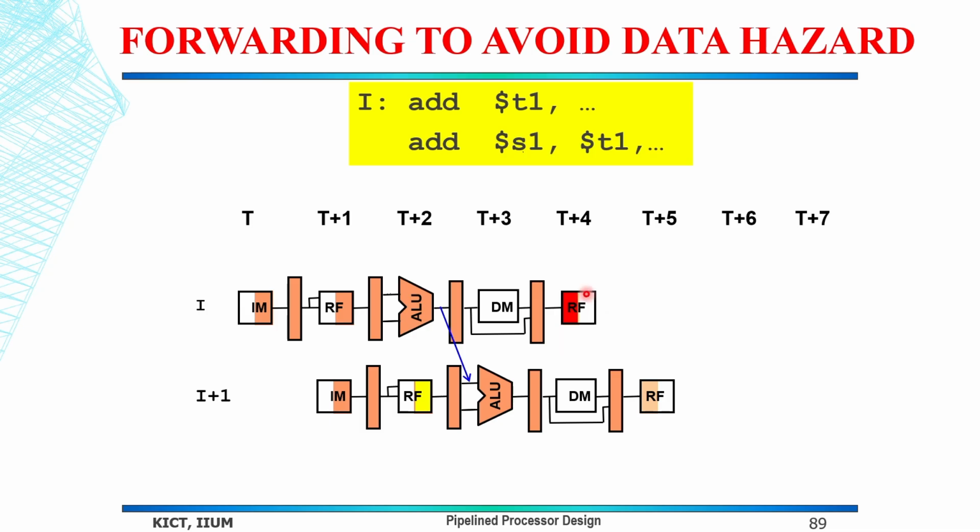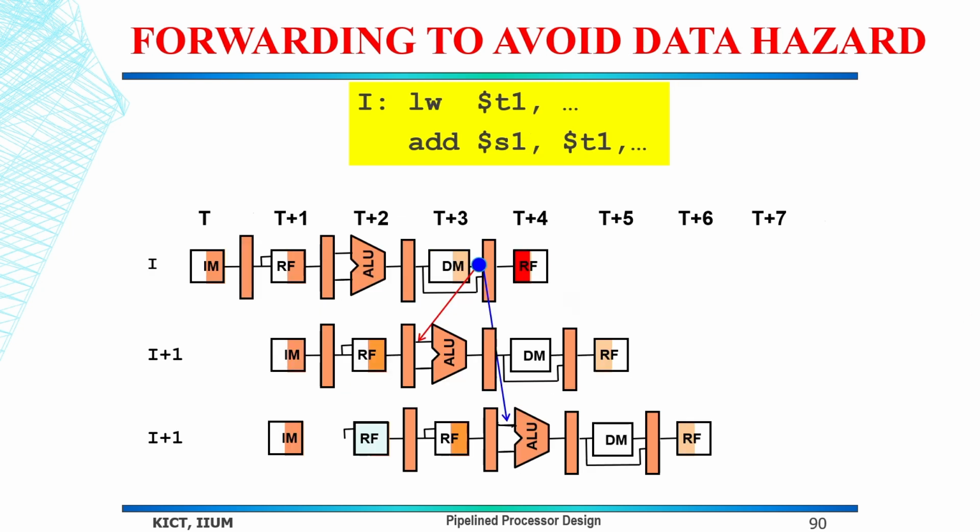However, the operation of the first instruction, adding two registers, is done during the ALU operation, here. So the result is already available at the end of the execution stage, but it is not written into $T1 until the write back stage. So the result that you already obtained from the execution stage can be forwarded to the second instruction in the T plus 3 cycle. So this is what forwarding means: we forward the result from this stage to here. Okay, so this is the forwarding.